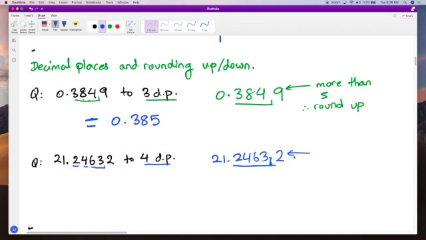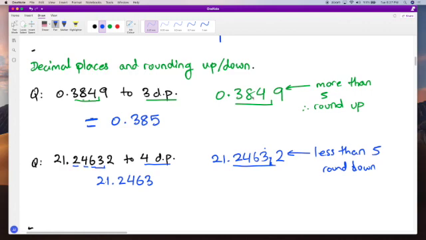And if that number is less than 5, we do round down. Well, round down doesn't mean to actually go down. Rounding down means you stay where you are. So that is 21.2463. So you actually stay where you are. You do not go lower.